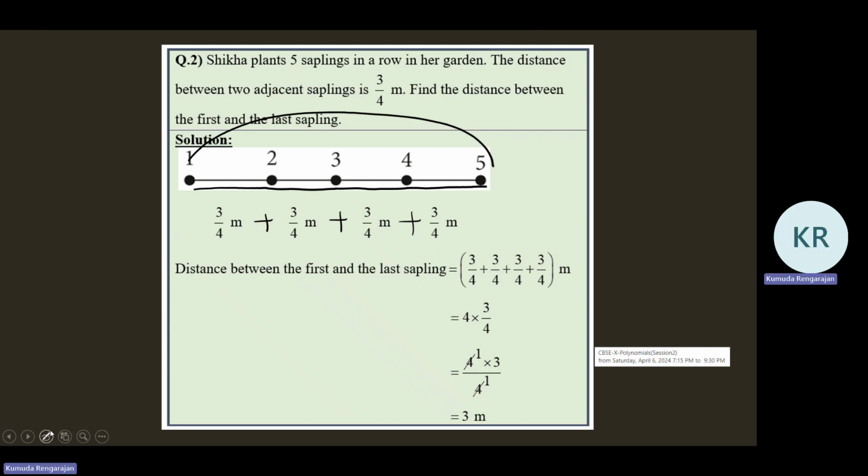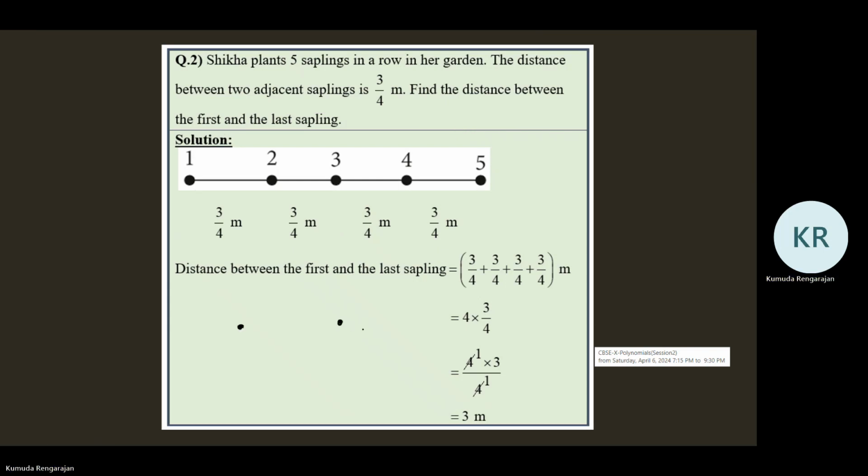Let me tell you like this. Supposing you're planting only 2 saplings. The distance between them is 3 by 4. But you are saying 2 into 3 by 4. Correct, you got it yourself. Because there are 4 gaps, only 4 3 by 4s you should add. Because there are only 4 gaps: 1, 2, 3, 4 gaps.